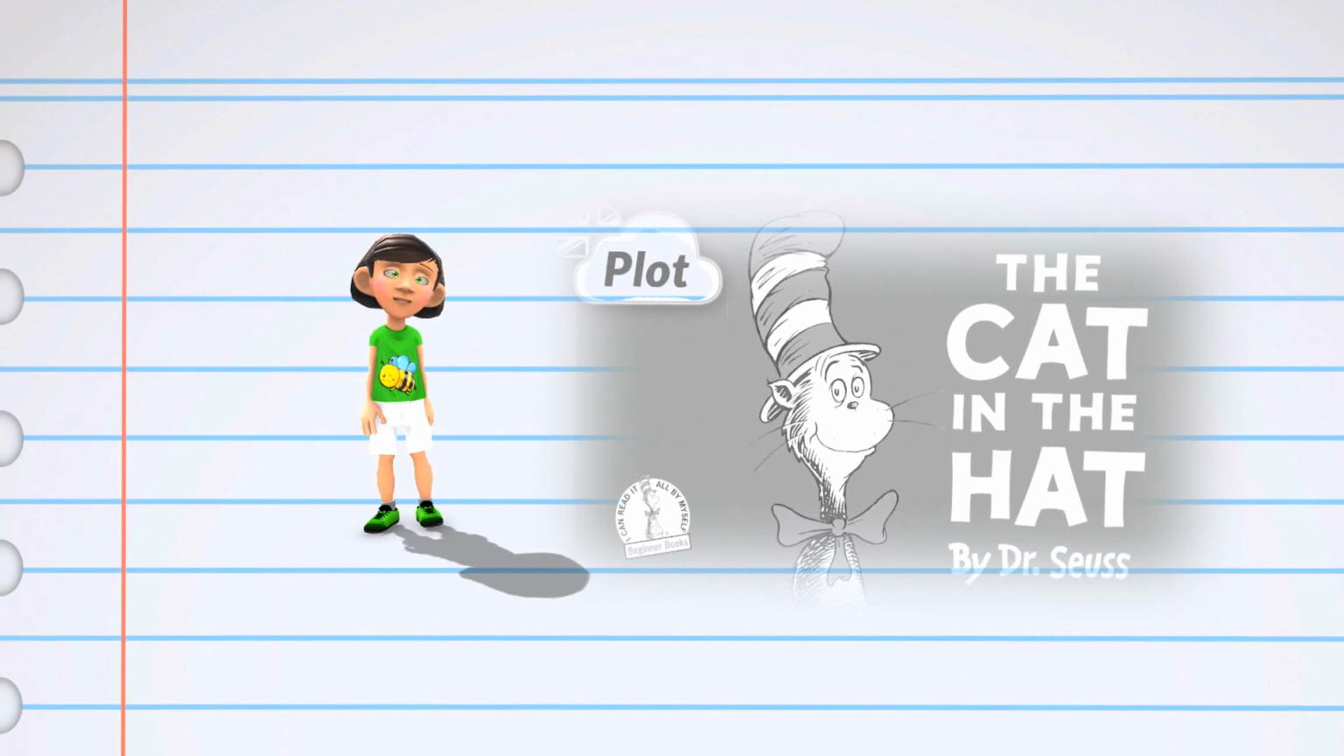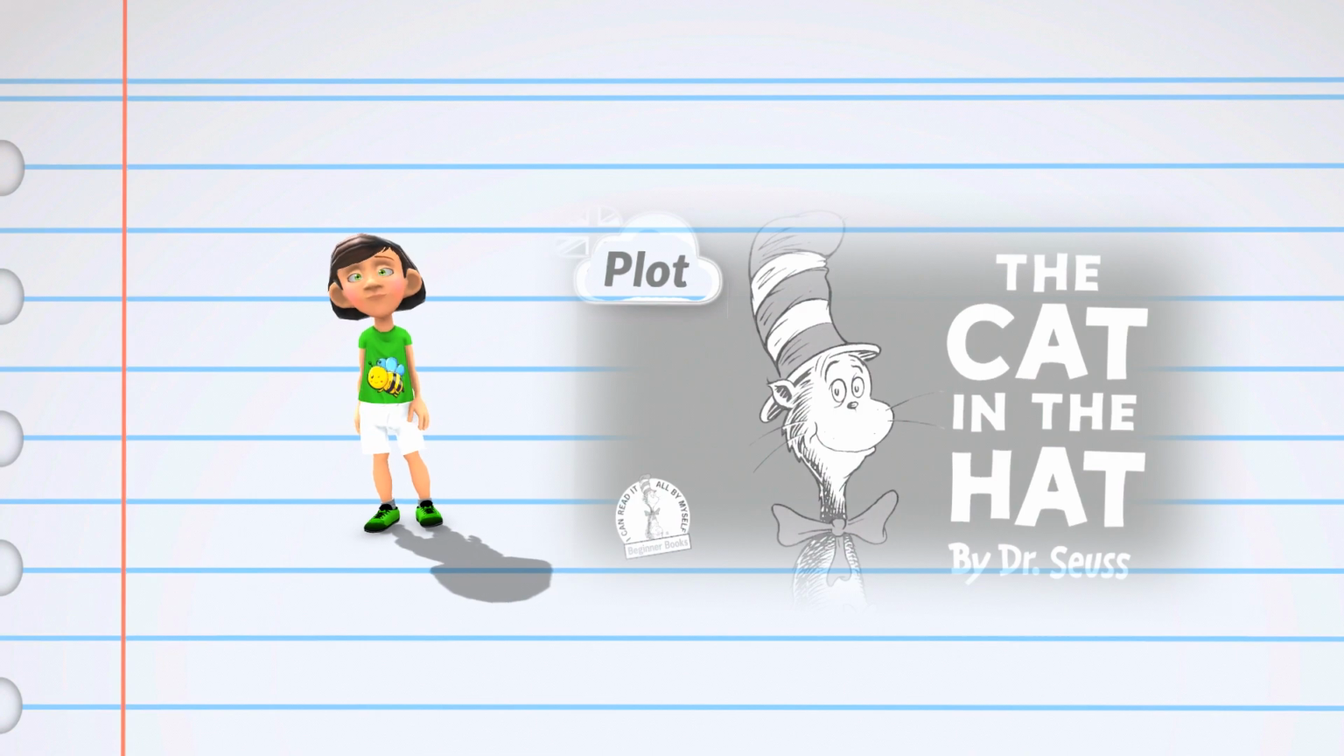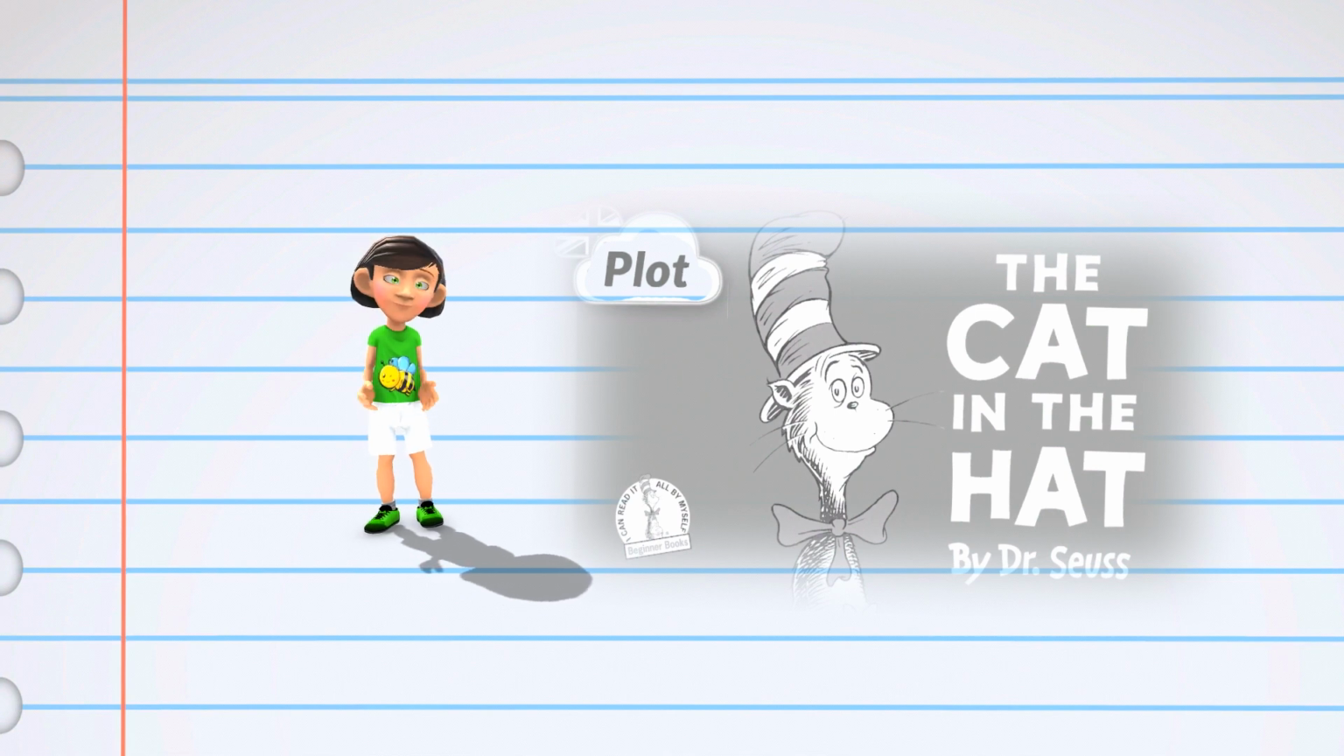Plot, or the events that happen in a story. This includes the problem or conflict and the resolution. For example, in the story, The Cat in the Hat, the plot centers around the mischievous cat who causes chaos in the house, while the children's mother is away.